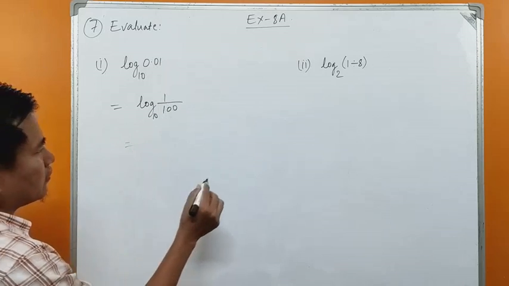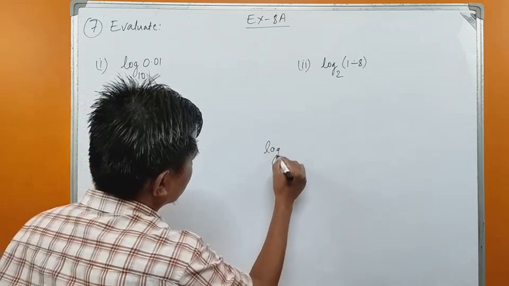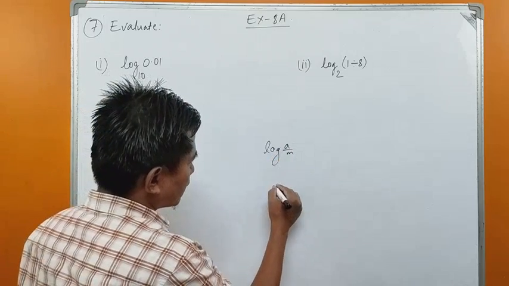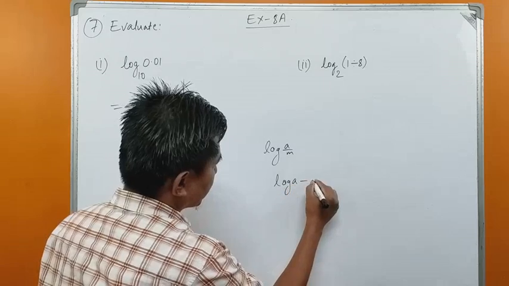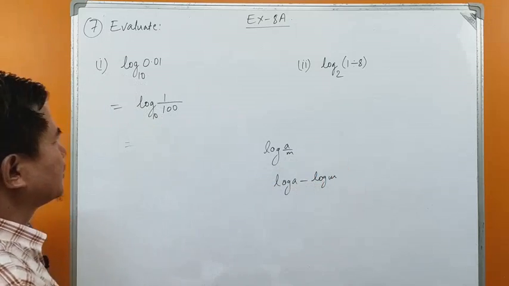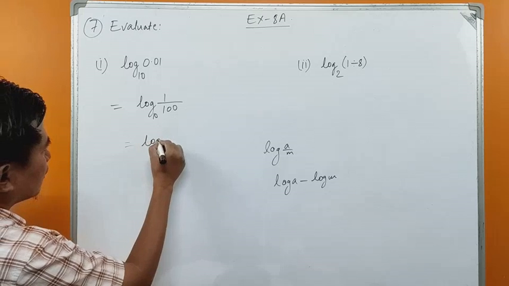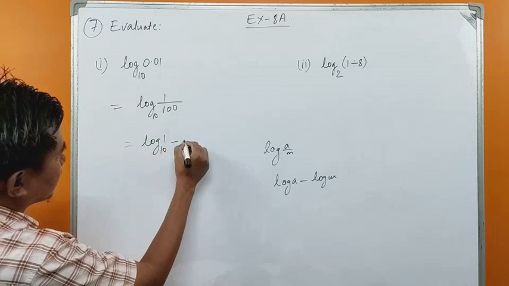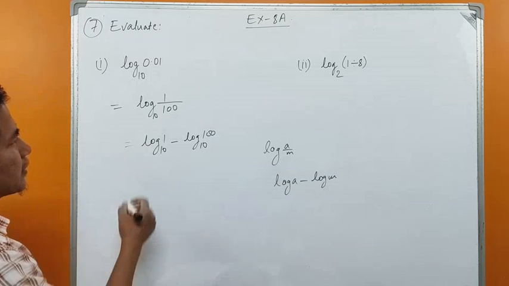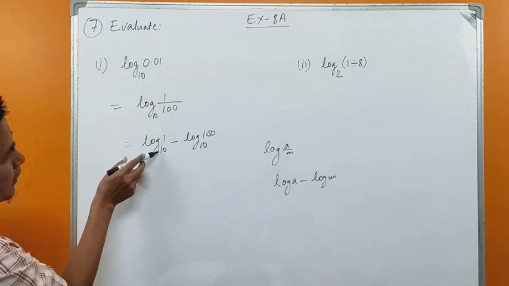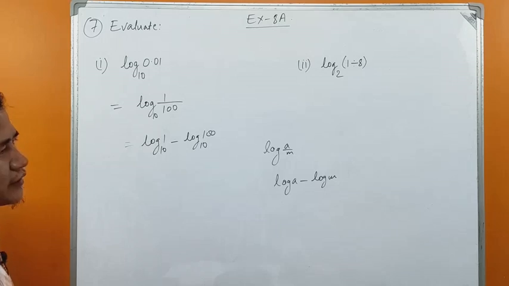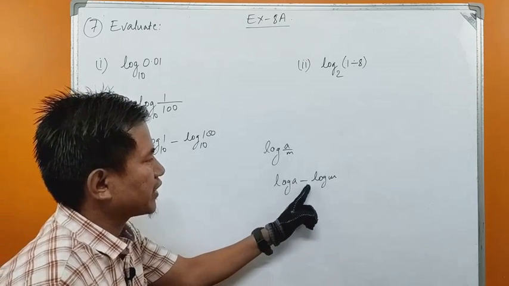Okay, now since we know that log a upon m, suppose we have log a upon m, then what we do is log a minus log m, isn't it? Division means minus. So this can be written as log 1 to the base 10 minus log 100 to the base 10. Upon means minus. Log a upon m means log a minus log m.